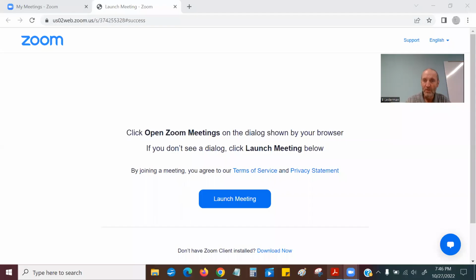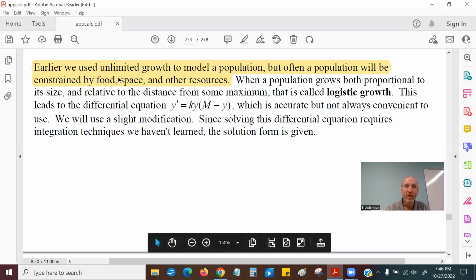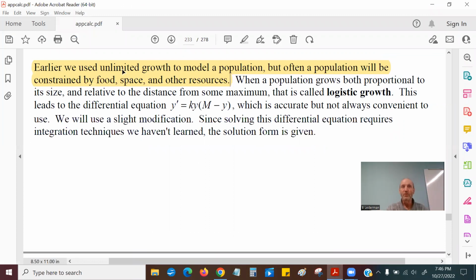I'm going to share my screen with you, and this is a direct quote from the textbook. When we talked about population, we used the unlimited growth model. But sometimes the population is going to be constrained by food, space, or other resources, and sometimes the population can grow both in proportion to size and relative distance to some maximum, and that's called logistic growth. So let's take a look at that.